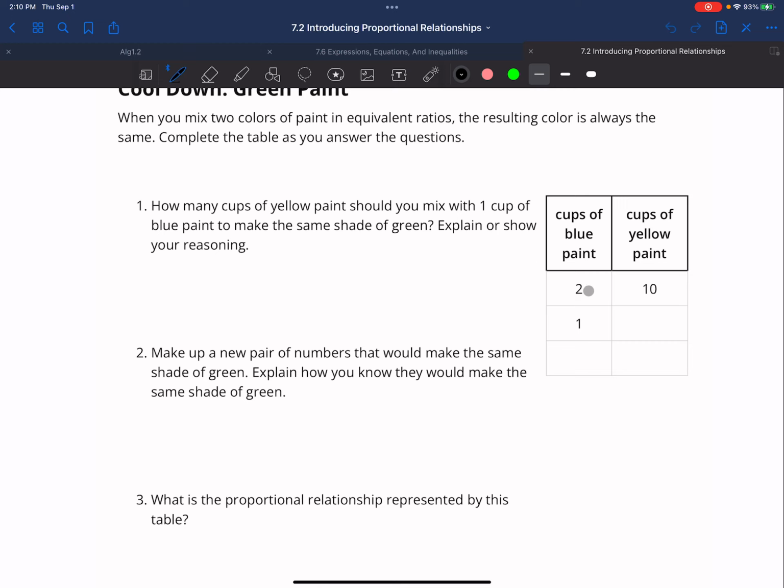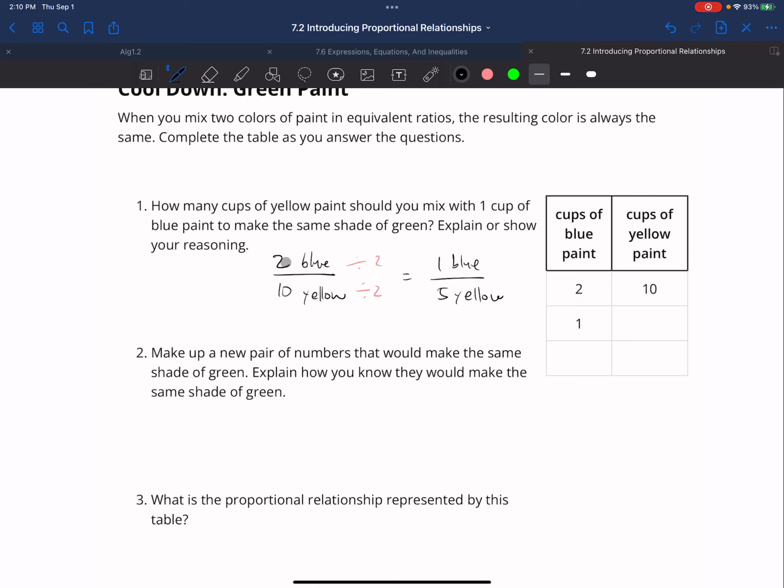So if you take a look, I have 2 cups of blue paint for every 10 yellow paint. So I'm gonna write 2 cups of blue paint for 10 yellow paint. Okay, so if you do this, you can actually simplify it, dividing the 2 on the top and the bottom, and what you get is 1 blue and 5 yellow. Now, if you don't believe me, let me show it to you.